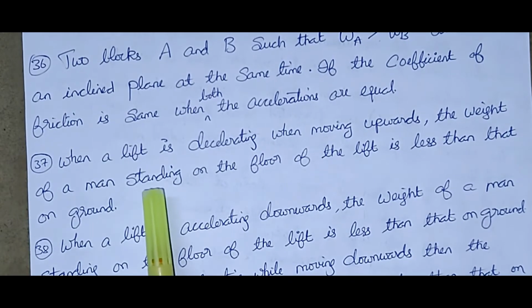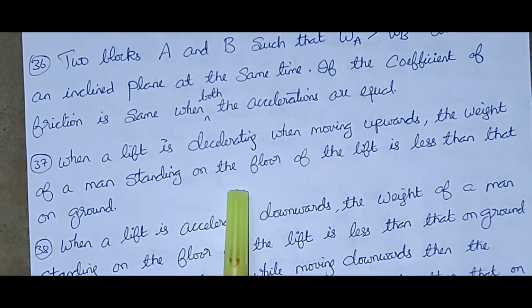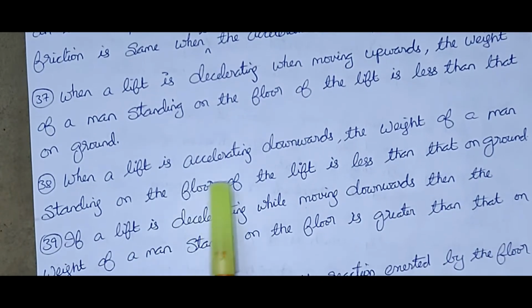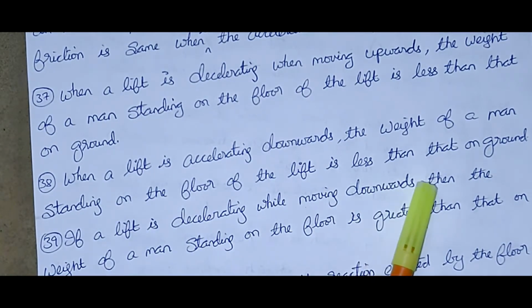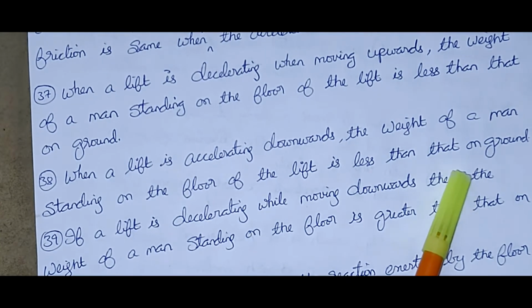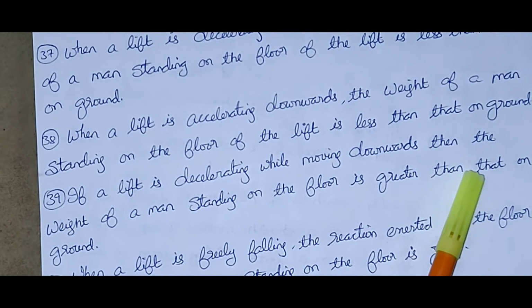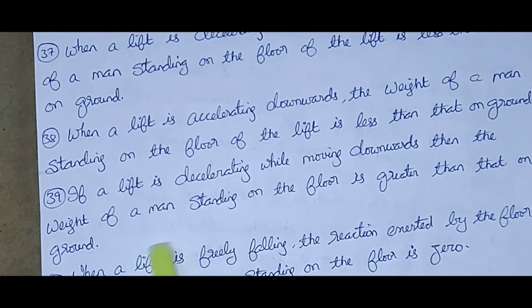When a lift is decelerating when moving upwards, the weight of a man standing on the floor of the lift is less than on ground. When a lift is accelerating downwards, the weight of a man standing on the floor of the lift is less than that on ground. If a lift is decelerating while moving downwards, then the weight of a man standing on the floor is greater than that on ground.